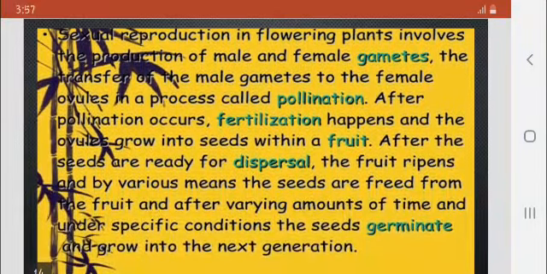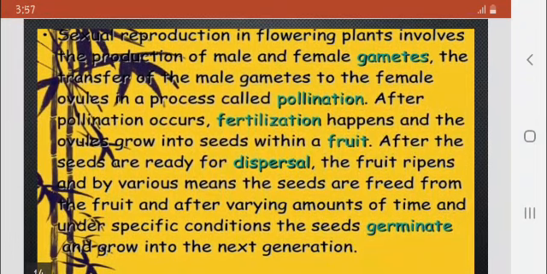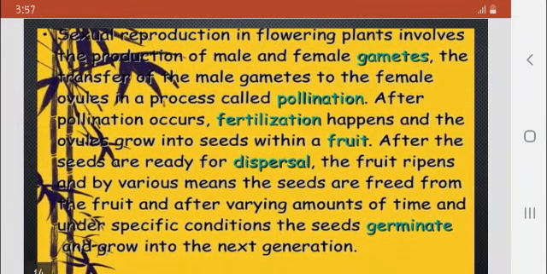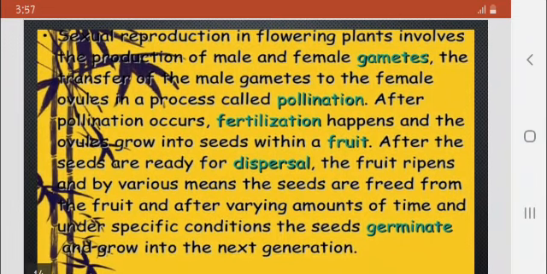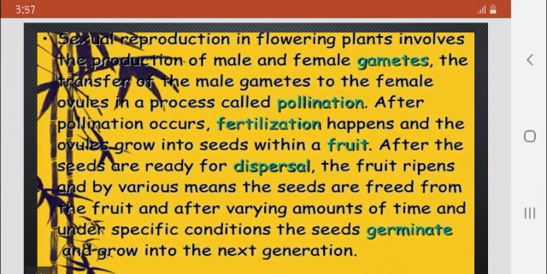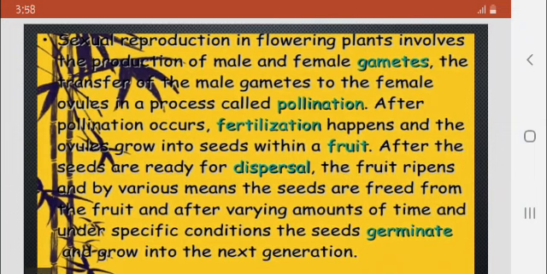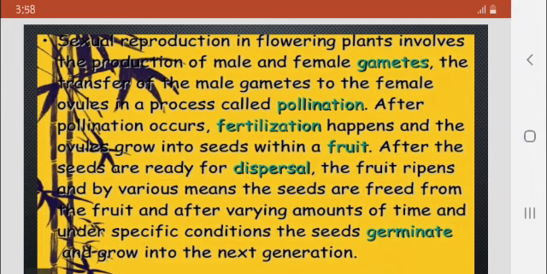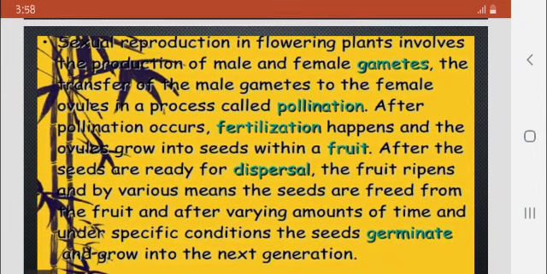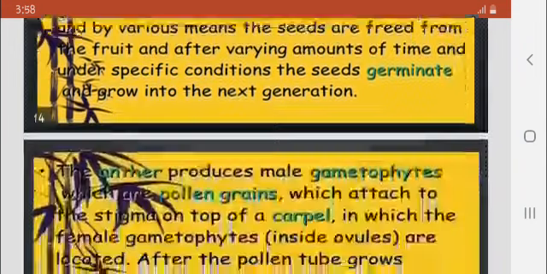Sexual reproduction in flowering plants involves the production of male and female gametes. The transfer of the male gamete to the female ovules is a process called pollination. After pollination occurs, fertilization happens and the ovule grows into a seed within a fruit. After the seeds are ready for dispersal, the fruit ripens, and by various means the seeds are freed from the fruit, and after varying amounts of time and under specific conditions, the seeds germinate and grow into the next generation.